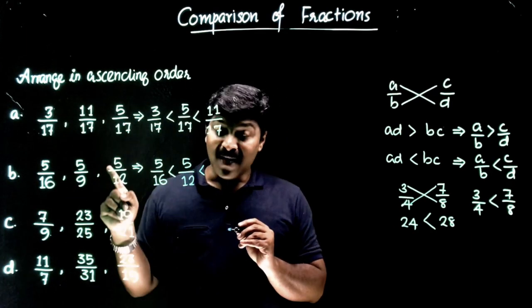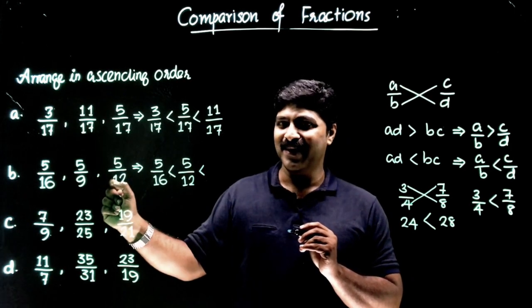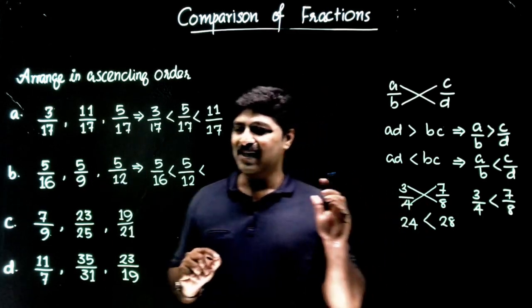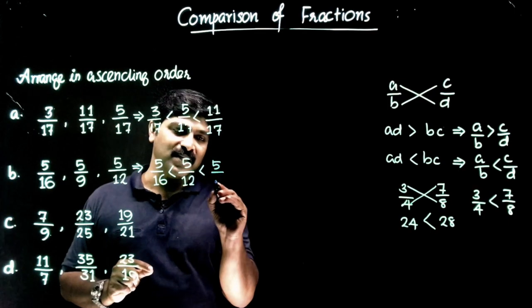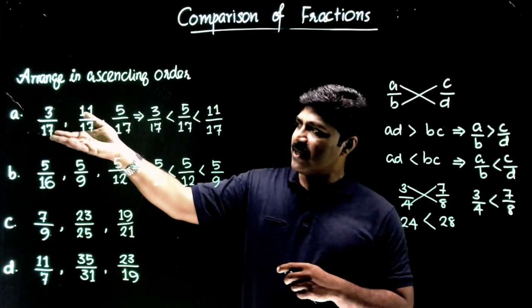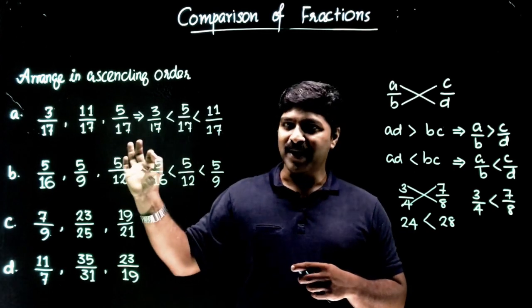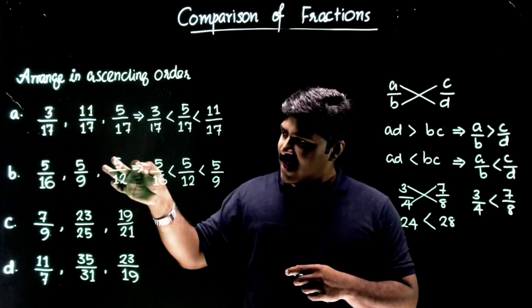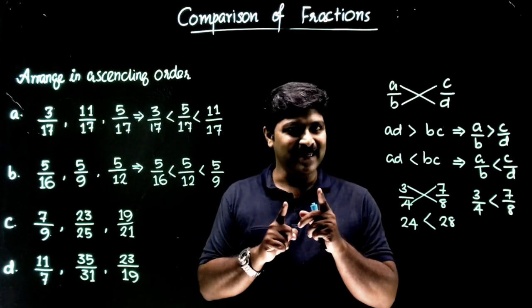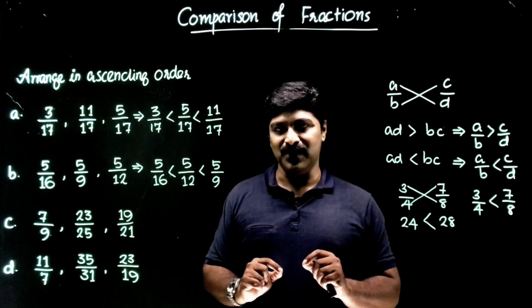And the largest fraction from this set contains the least denominator. Here, in this set of fractions, the least denominator is 9. Therefore, the largest fraction is 5 by 9. Just remember these two points. If the denominators are equal, then the least fraction contains the least numerator. If the numerators are equal, then the least fraction contains the largest denominator. So you can easily compare fractions with the help of these two points.